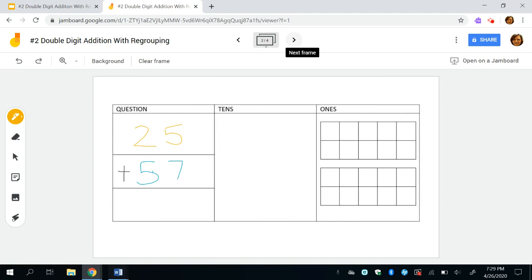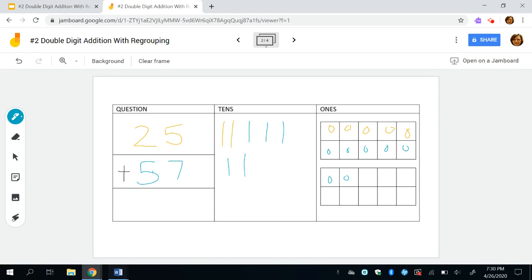So here's our question, 25 plus 57. So I need to show 25 using 10 blocks. So I know that there are 5 ones, 1, 2, 3, 4, 5, and 2 tens, 1, 2. And when I show 57, I know that there are 7 ones, 1, 2, 3, 4, 5, 6, 7, and 5 tens, 1, 2, 3, 4, 5.